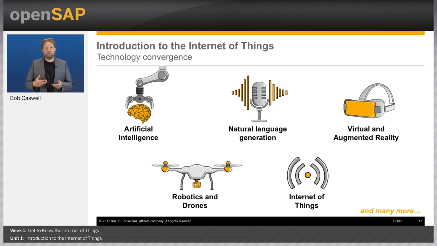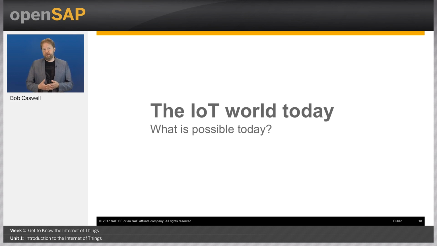And in fact, that's why in future units, we'll be highlighting several of those sister technologies along with showing you more about SAP Leonardo, which is SAP's approach to digital transformation by way of all this technology convergence. Okay, but let's get back to IoT. Now that you have a basic understanding of what it is and why it's happening, let's take a look at some IoT examples available today.